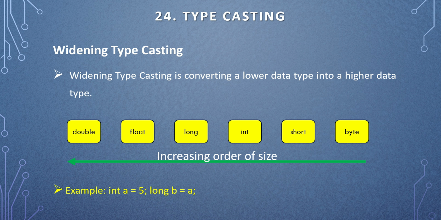Example. Here two things to consider. On implicit conversion, both data types must be compatible with each other and the target type must be larger than the source type. So if you try to convert int data type to char or boolean, that cannot be done automatically as integer data type is not compatible with char or boolean.